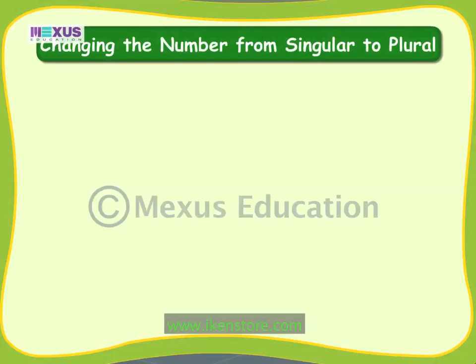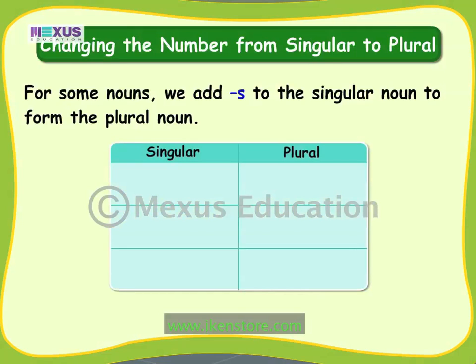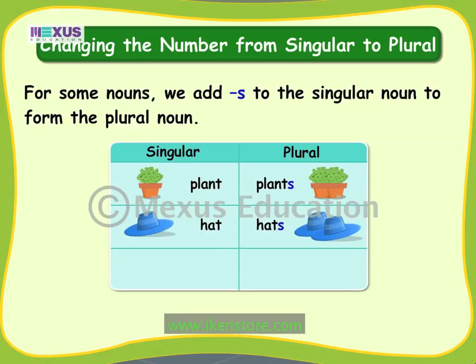There are different ways in which the number of a noun can be changed from singular to plural. For some nouns, we add S to the singular noun to form the plural noun. For example, the plural form of plant is plants. Similarly, we have the noun hat and hats, kite and kites.